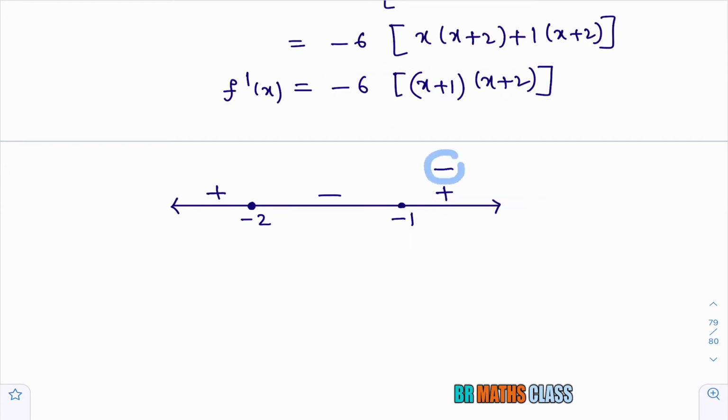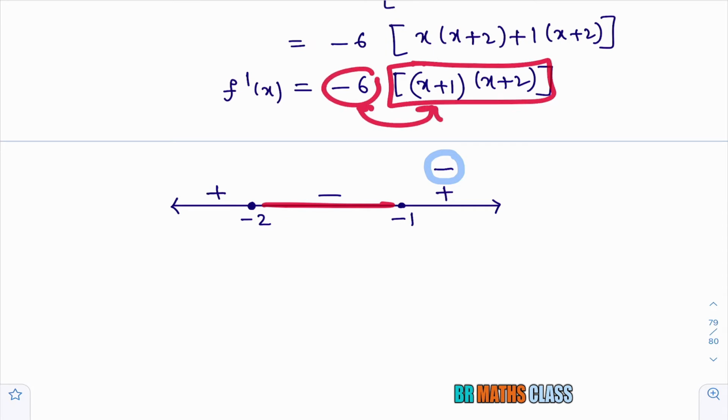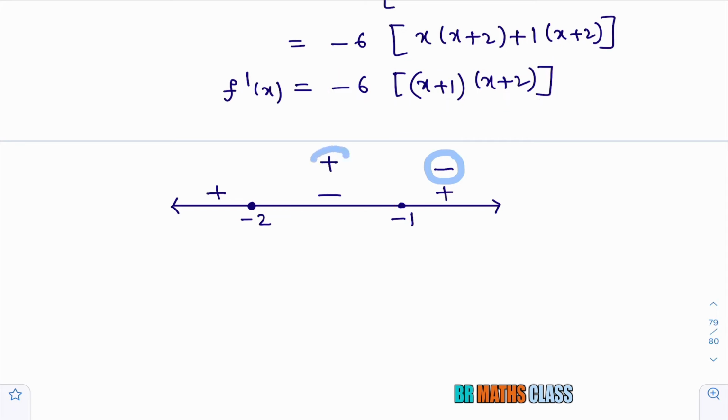So here I'll consider the negative sign. In the same way, in this interval, this expression is negative, as minus 6 is there, this is negative and this is also negative. Negative into negative is positive. So you will get positive here. So this will become positive.